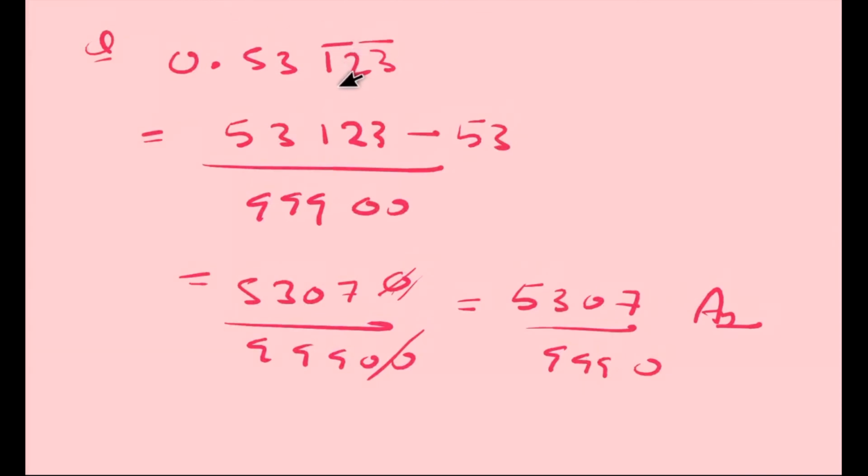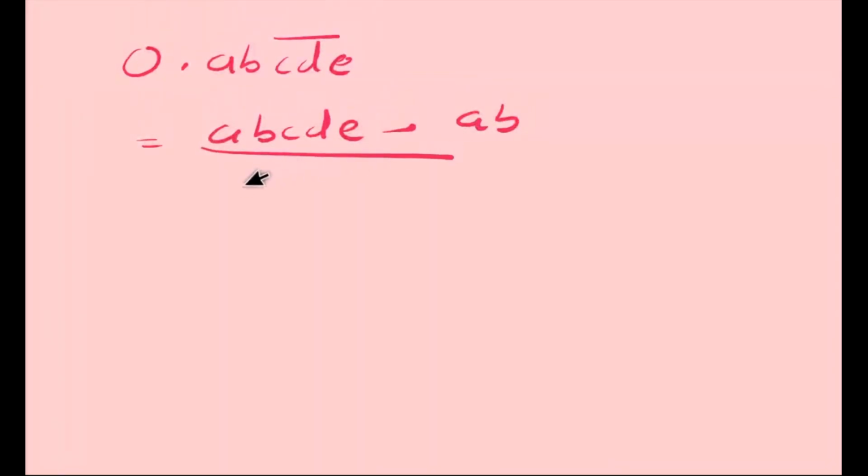So you can use directly 53123 minus 53 upon 99900. So we can assume a formula here: 0.ABCDE with a bar. We can write ABCDE minus AB upon 999 for CDE, three times 9, and 00 for this. From where does this formula come? This formula comes from the long process we have learned.